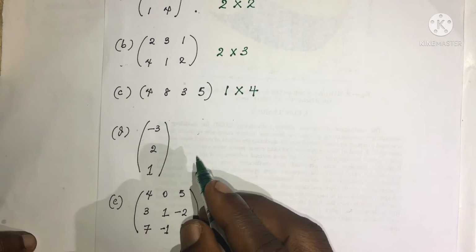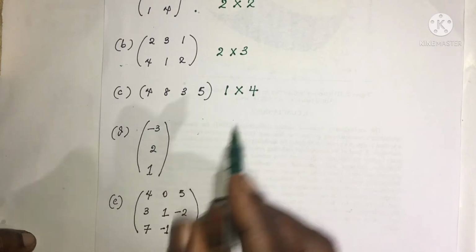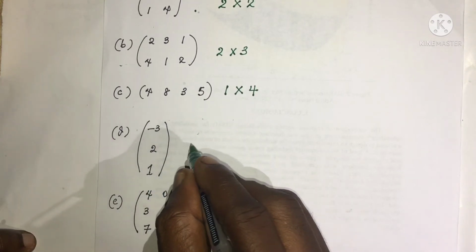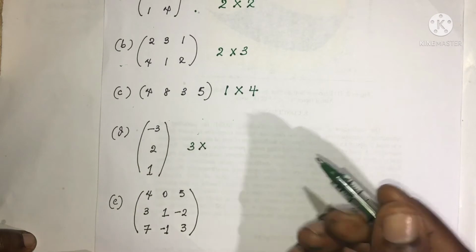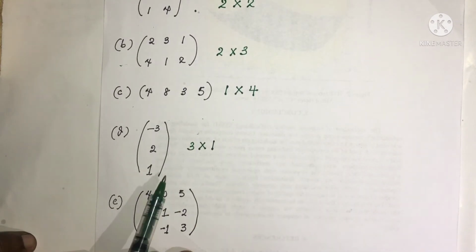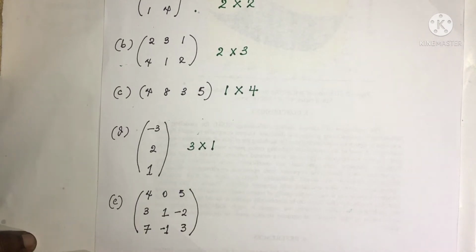So if you were to specify the order of this matrix, you would first of all write the number of rows. How many rows do we have? Row 1, row 2, and row 3. So I'm going to put 3 here, by how many columns? Just one column. Okay, so this matrix is of order 3 by 1. I hope that is understood.